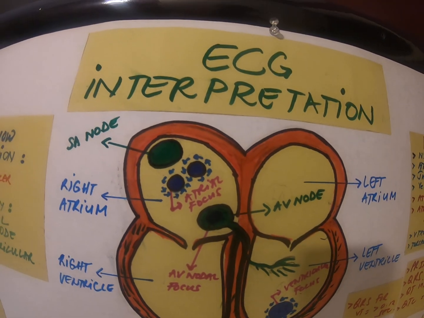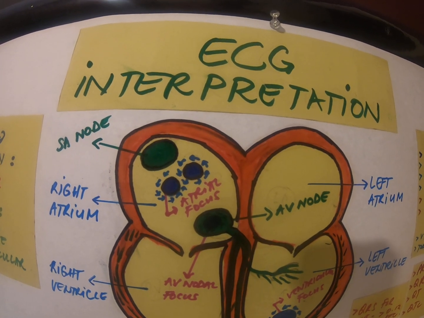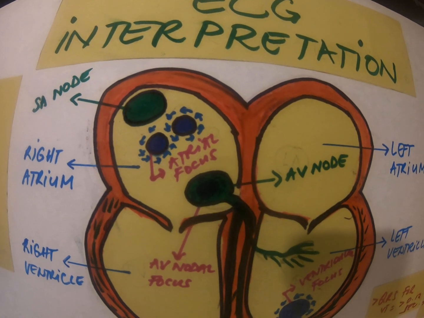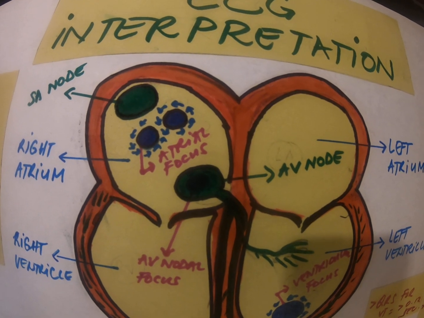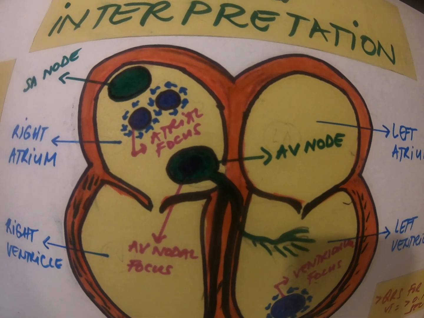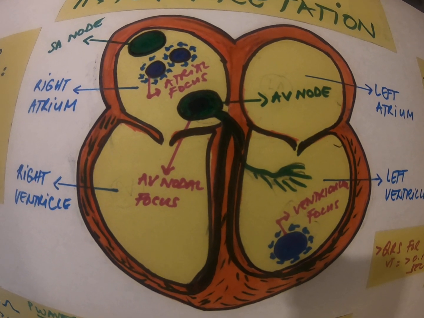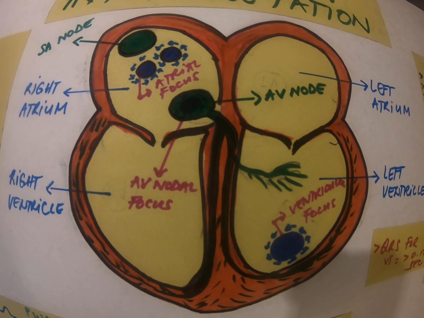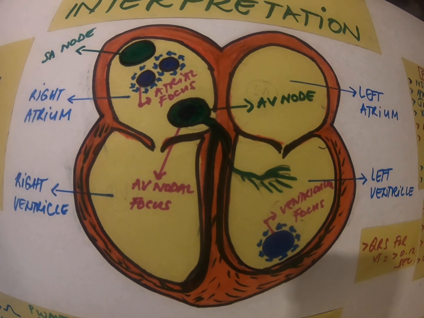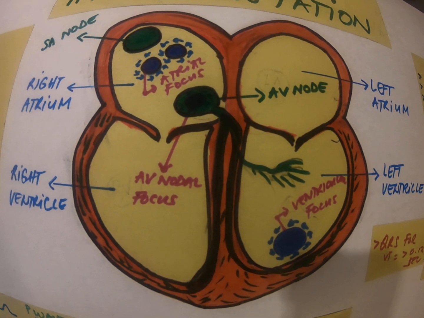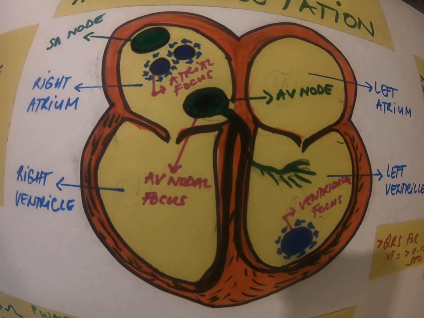SA node, that is our dominant pacemaker. Next in line is the AV node, that is the escape or the latent pacemaker. Next in line is the ventricular, somewhere in the His and Purkinje area. And that is another site of the electrical stimulation.